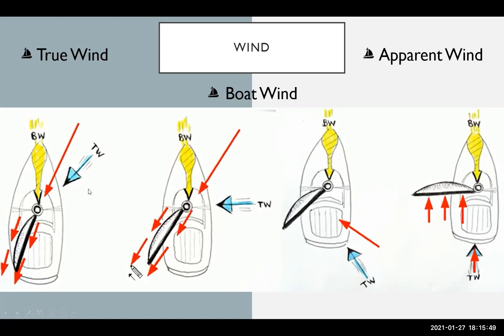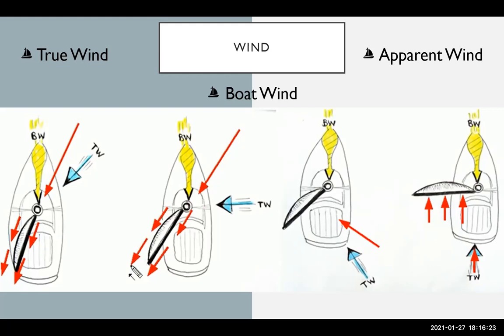True wind, which is notated by TW here in this picture, is the direction that the wind is coming from. We can tell the true wind by looking at all sorts of things on the water, from ripples on the waves to any flags that are flying either on land or on nearby boats. At the top of all the sailboats that will be sailing this weekend, there's a weather vane that points to the direction of the wind. This I would call pointing to the direction of the apparent wind, though, because it's a combination of the true wind and the boat wind.